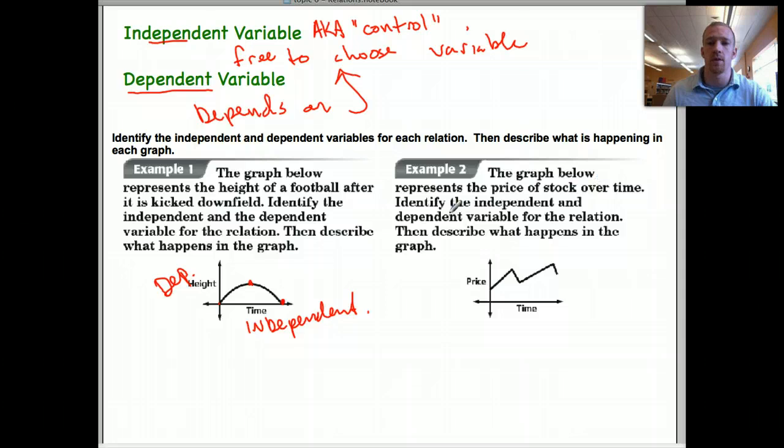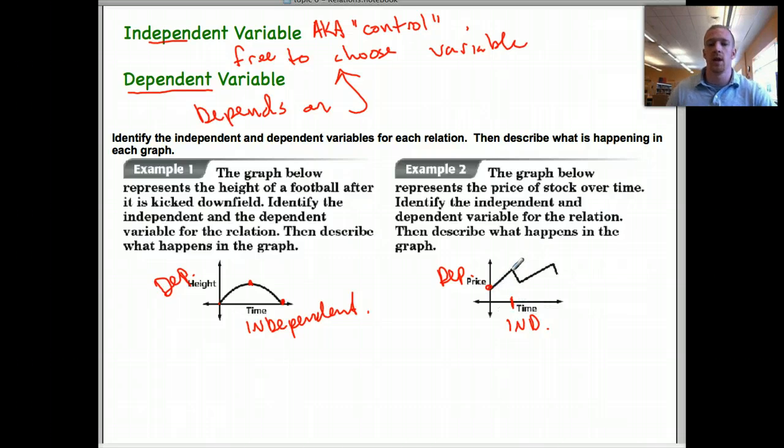This represents the price of stock over time. Identify the independent and dependent variable and describe what's happening. So the price depends on time here. Time is almost always the independent variable. Not always, but usually. And basically this is just showing that as time goes on, our price had a certain value. A little time later, so we don't have a scale here, so we don't know whether this is minutes or hours or days or weeks.